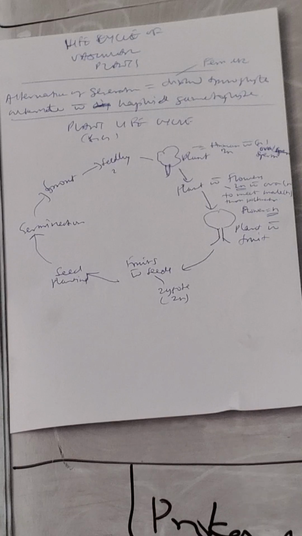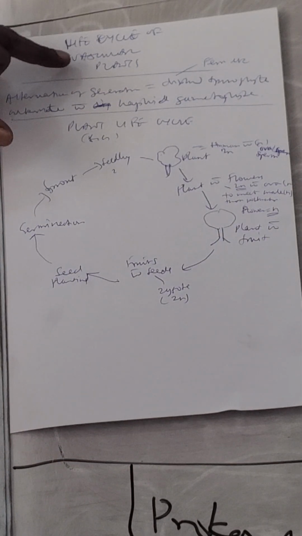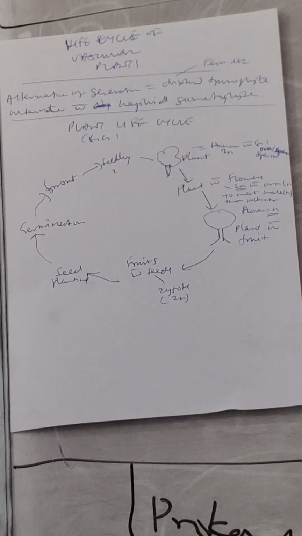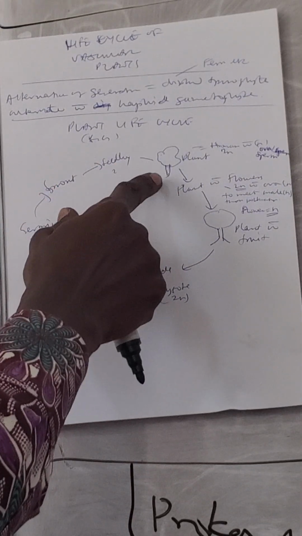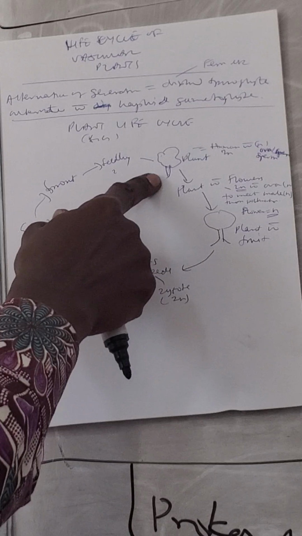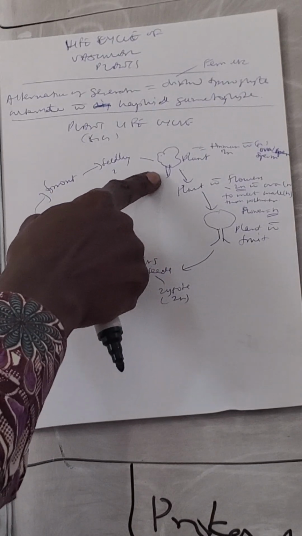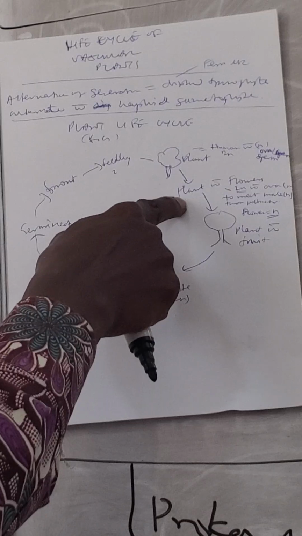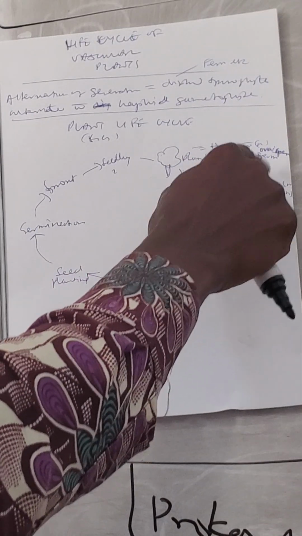So this is also another one that we are looking at. So this is the life cycle of the vascular plant. Okay, so this is the plant itself here, which is 2n. Now it will start bearing flowers. The flowers are the sex organs.